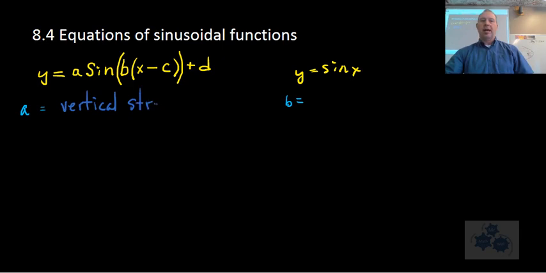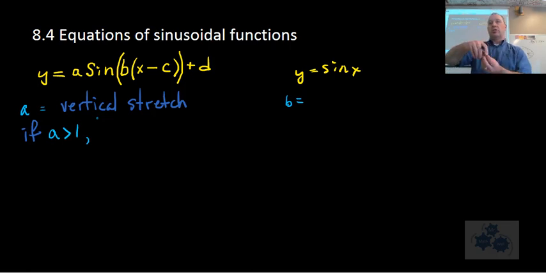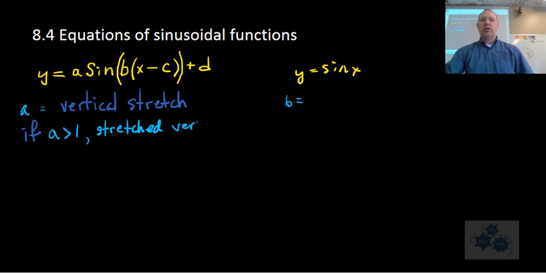Vertical stretch, which is basically the amplitude. Okay. So if a is greater than 1, then it is stretched vertically. So increased amplitude, stretched vertically.